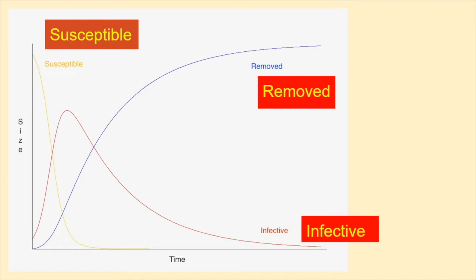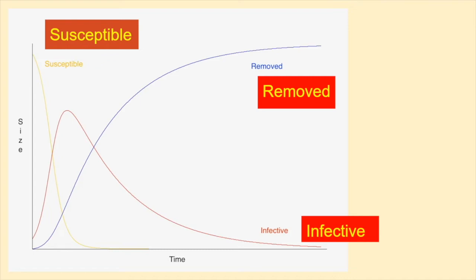So the word susceptible refers to people within a population who can get this disease, specifically people who are at risk of getting sick with coronavirus. Infective refers to people within a population that have been infected with the disease. In other words, people who are currently sick with coronavirus. These people are contagious and can pass the disease on to others.